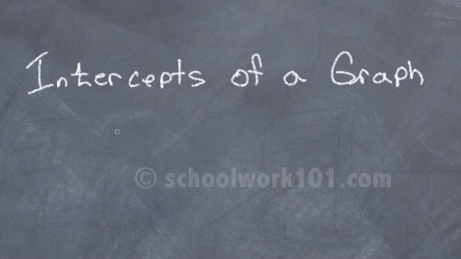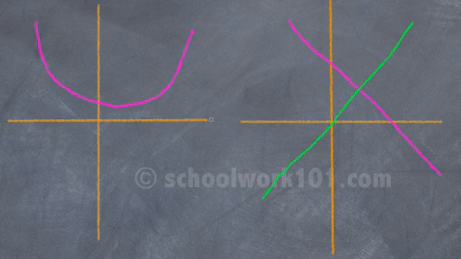Okay, we're talking about intercepts of a graph, and I've got some drawn up here. Let's take a look at them. This is the x-axis, the y-axis. Okay, this graph right here, its intercept crosses right here on the y-axis. So it has an intercept on the y-axis, but it does not cross the x-axis. So it doesn't have any x-intercepts, but it has one y-intercept, and it's right here.